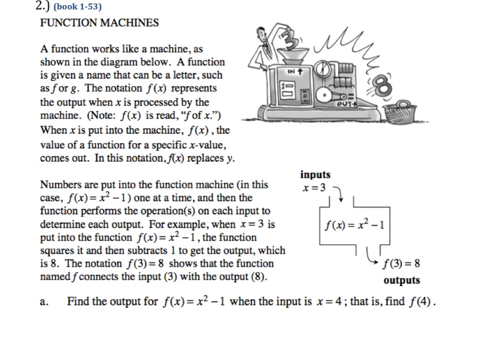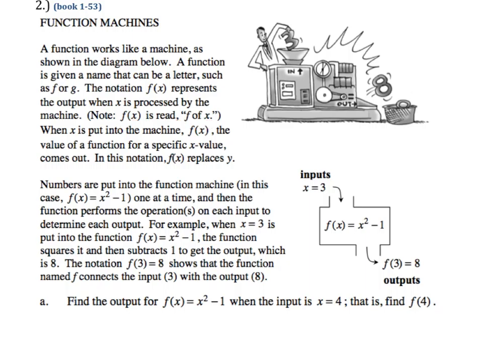Okay, so our next topic in Chapter 1 is function machines. A function works like a machine as shown in the diagram below. A function is given a name that can be a letter, such as f or g. The notation f of x represents the output when x is processed by the machine. Please note that it's read f of x. It does not mean f times the x value.